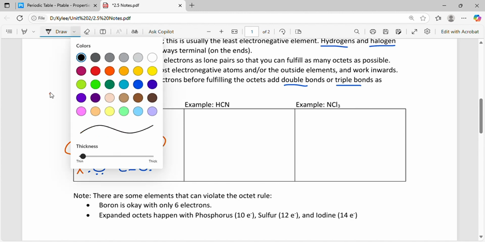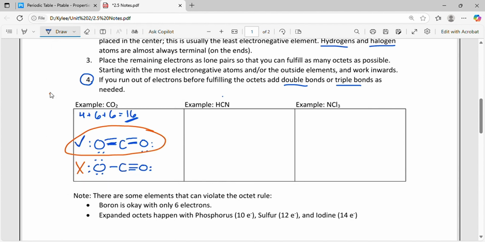In our next example, we have HCN. So step 1 is to always add up my valence electrons. I have 1 for hydrogen, 4 for carbon, and 5 for nitrogen, so I have 10 altogether here. Hydrogen never goes in the middle. It is always going to be on the outside.